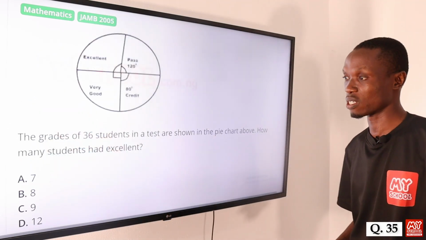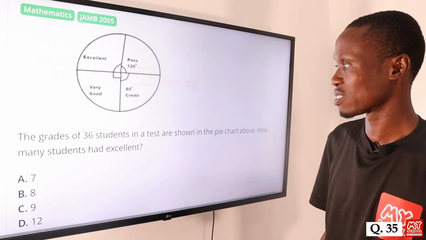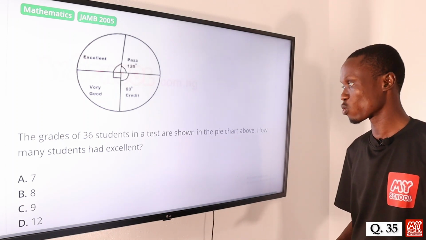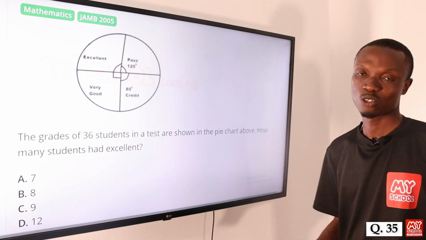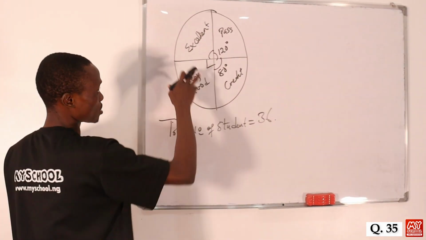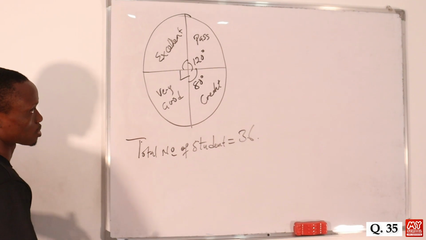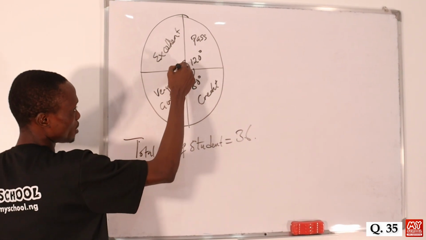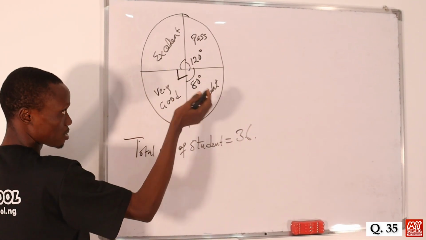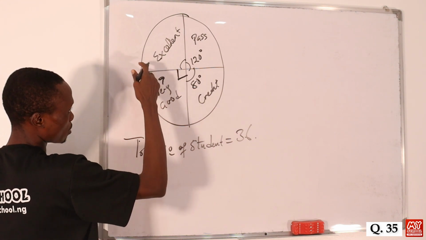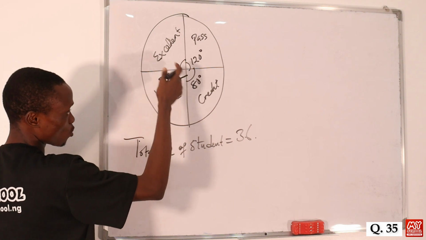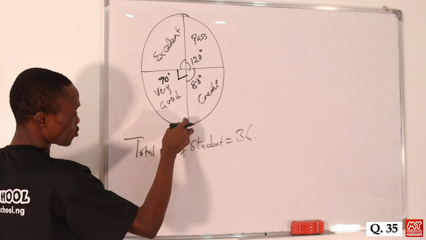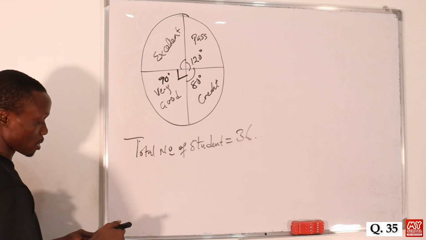Moving on to question 35. The grades of 36 students in a test are shown in the pie chart above. How many students had excellent? So let's move over to the board to provide answer to this question. So this is the pie chart that is provided for us. Now take note, whenever you see this sign, basically it represents angle 90. Okay, so the sector for very good is equals to angle 90. The angle of the sector for very good is equals to 90 degrees.